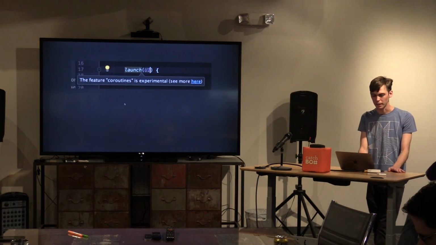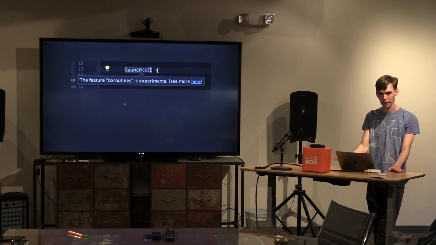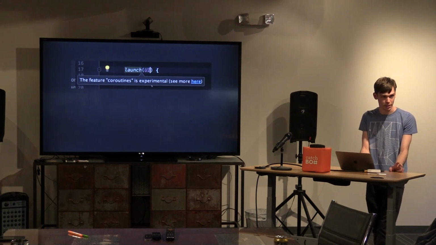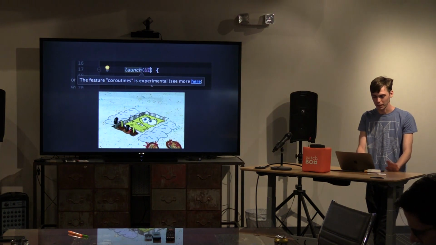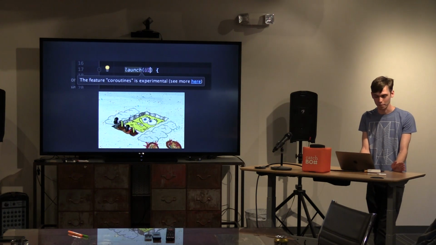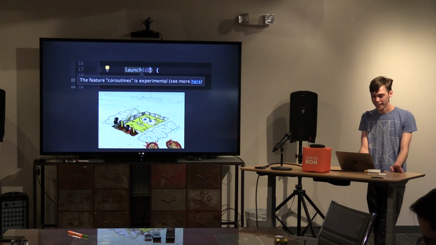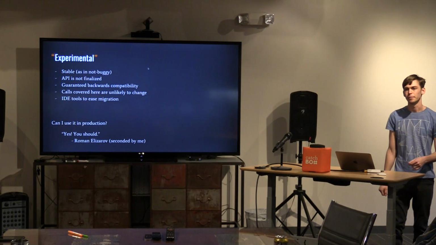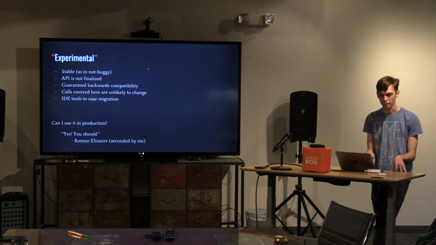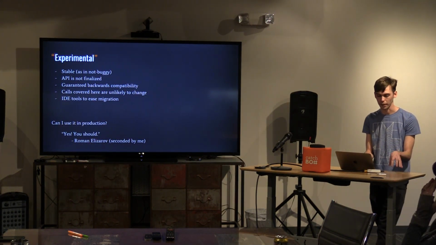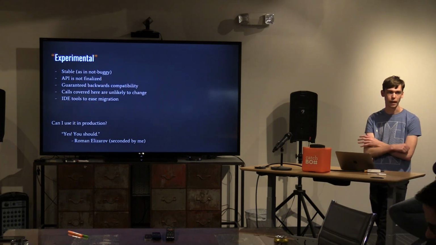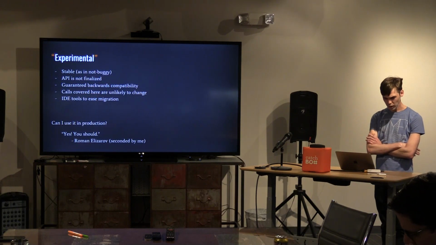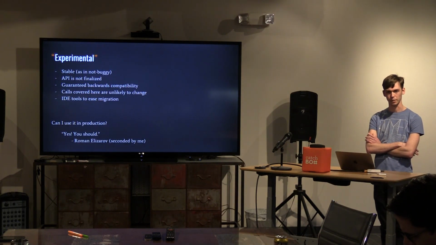Now, before I move on any further, I have to tell you that coroutines are still technically an experimental feature. Some of you are going to be like, no, definitely not going in production. But what do they mean by experimental? The API is stable, the code is very stable. It's been out for a year now. There are no real bugs. What they mean by experimental is the API hasn't been finalized.